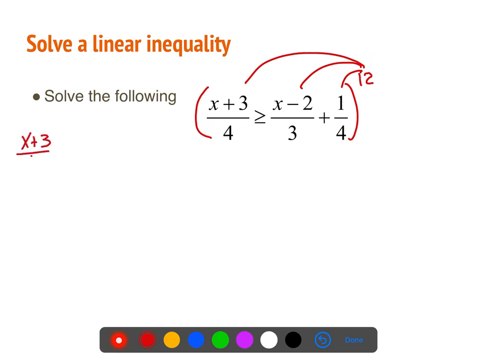So I have (x plus 3) over 4 times 12 greater than or equal to (x minus 2) over 3 times 12 plus 1/4 times 12. Now, did I flip the inequality sign? No, because I'm multiplying by positive 12. Now, let's clear those fractions.